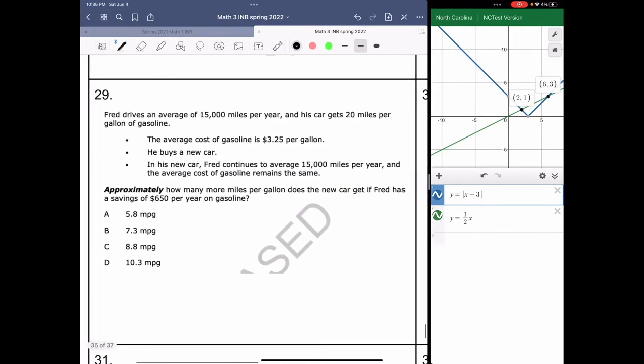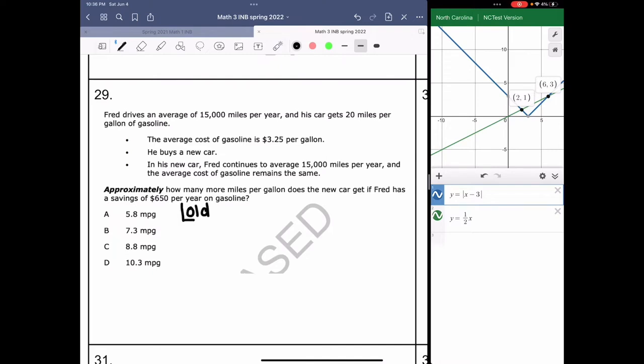All right, number 29 says Fred drives an average of 15,000 miles per year, and his car gets 20 miles per gallon of gas. The average cost is $3.25 per gallon. He buys a new car. In his new car, Fred continues to drive an average of 15,000 per year, and the average cost of gasoline remains the same. Approximately how many more miles per gallon does the new car get if Fred has a savings of $650? So the first thing we need to do is analyze the old car.